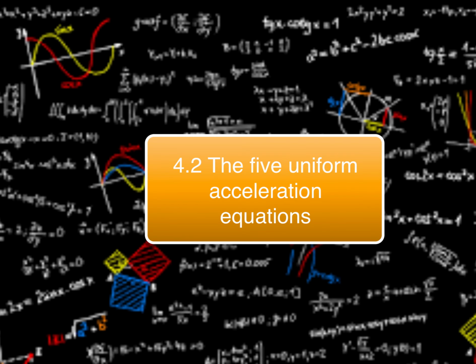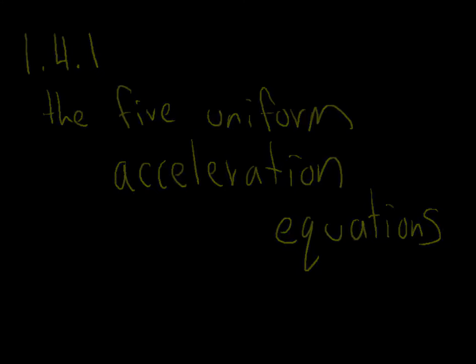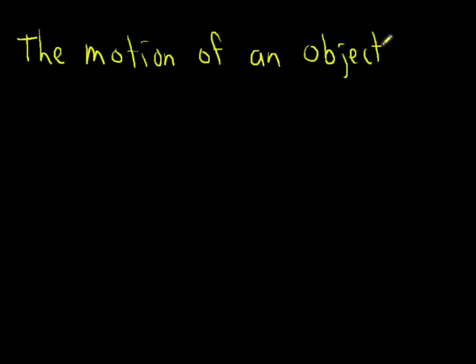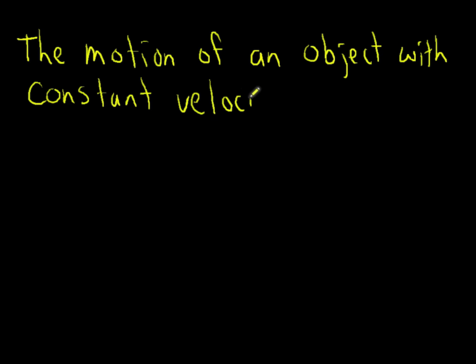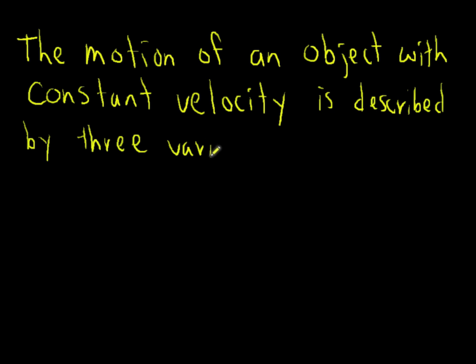4.2. The 5 uniform acceleration equations. The motion of an object moving with constant velocity is described by 3 variables and only 1 equation.